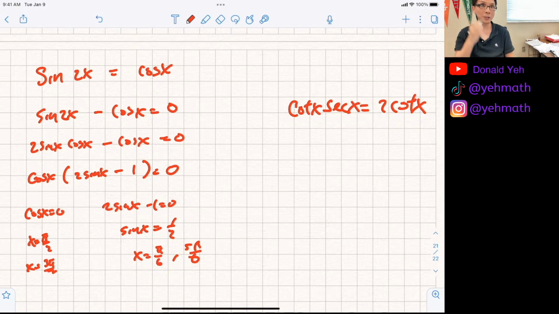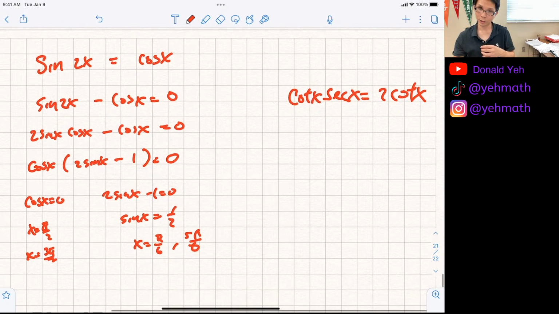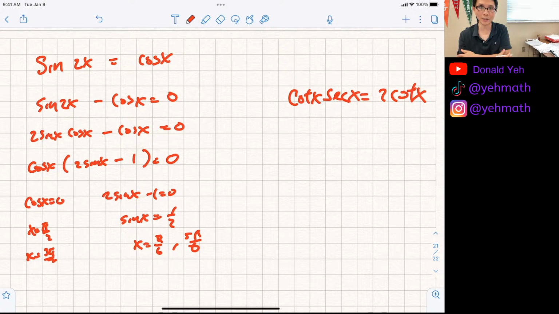Okay, so how about this question here? Cotangent of x, secant of x equal to 2 cotangent of x. How many of you guys have an urge to cancel the cotangent of x? Oh yeah, divide by cotangent of x, it feels good. Just get rid of a lot of things. But the problem is you're missing a lot of answers when you do that. What do you always do?